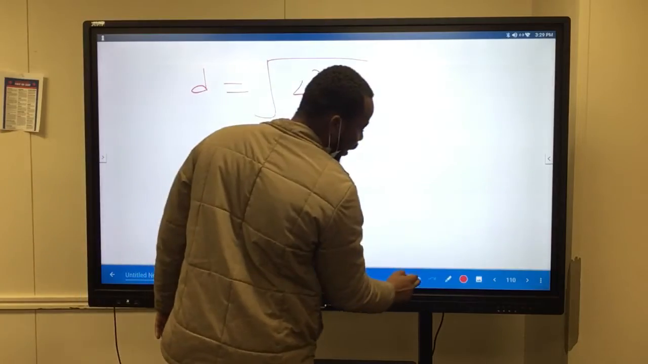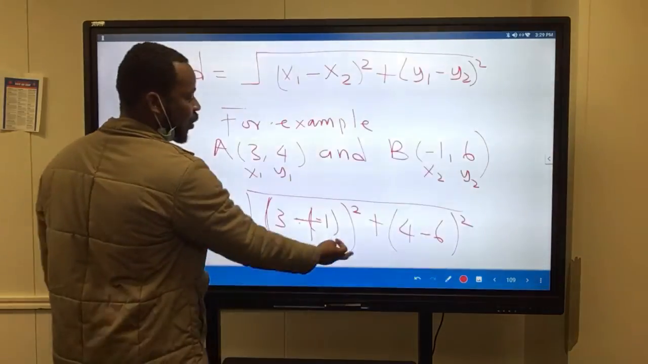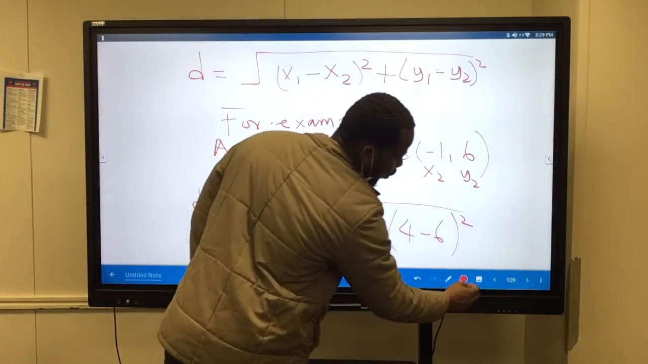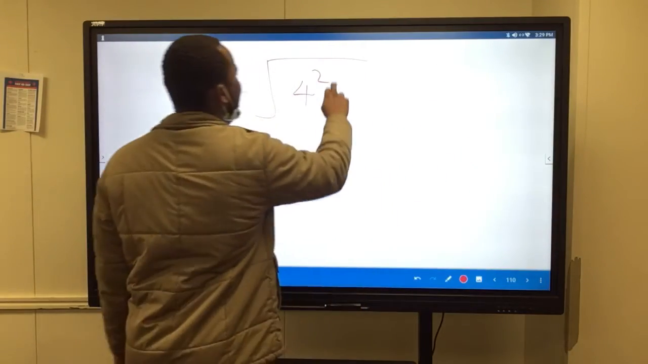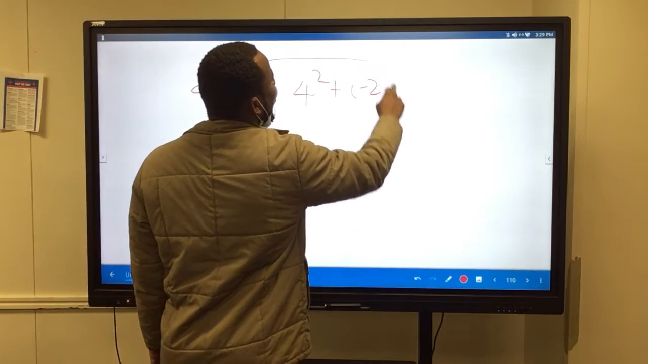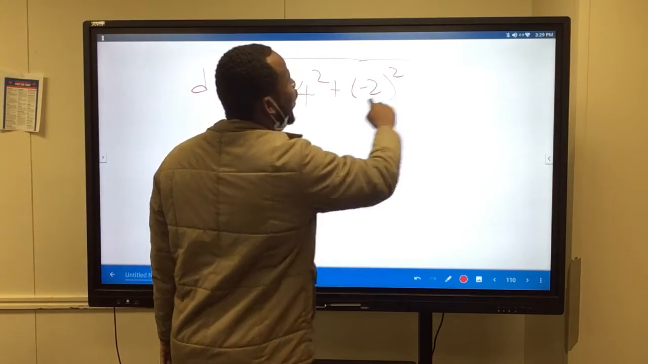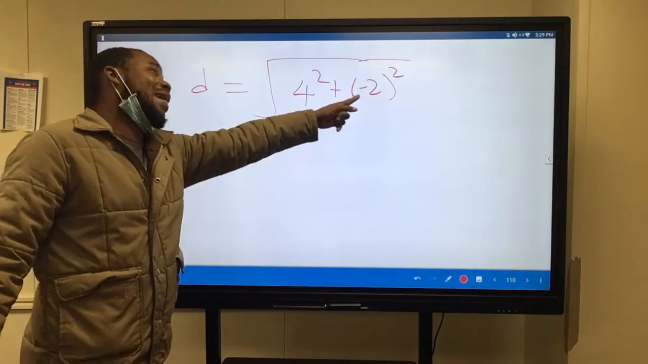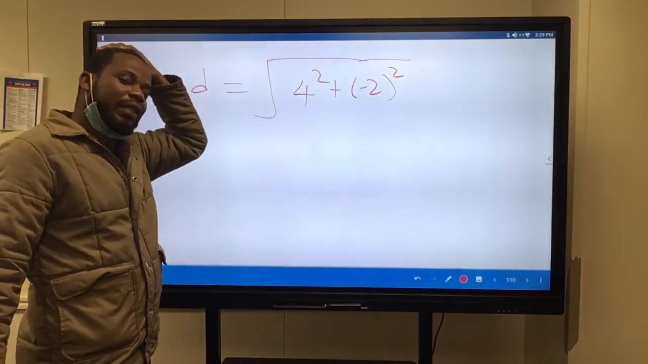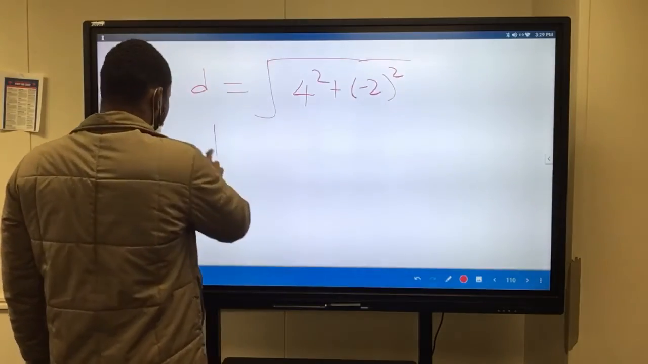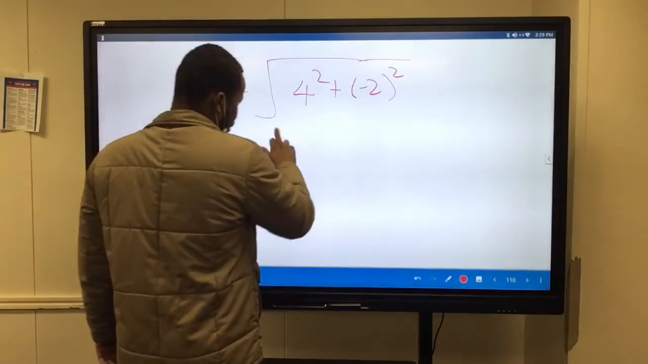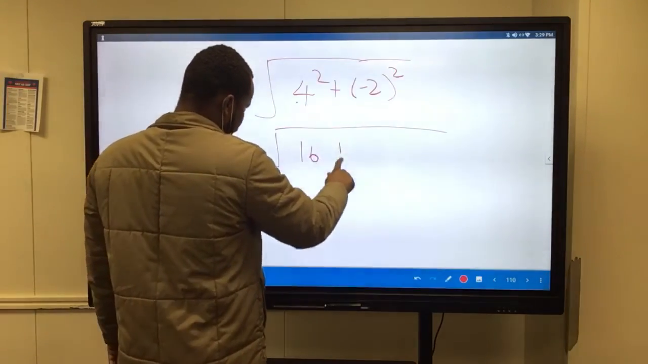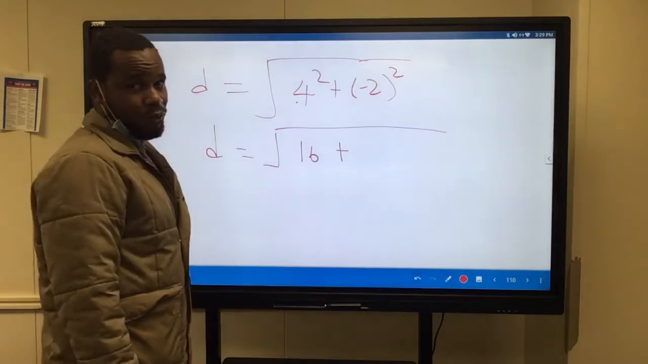Let's go back a little bit. This is 4 squared plus 4 minus 6, which is -2. So I say this is plus (-2) all squared. Remember, I still put it under bracket, because look at what I did for the positive: I didn't put it under bracket, but when I knew it was negative, I put it under the bracket. It's very important because a negative can mess up all your solution. So this should be 4 squared, which is 16, plus (-2) squared.